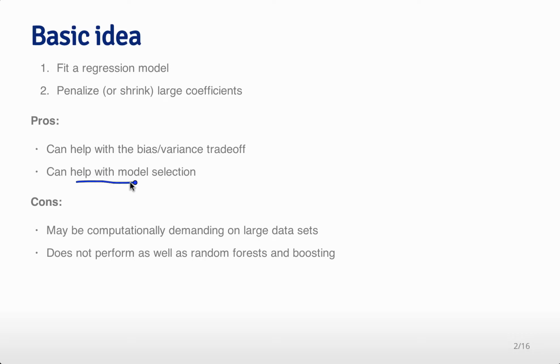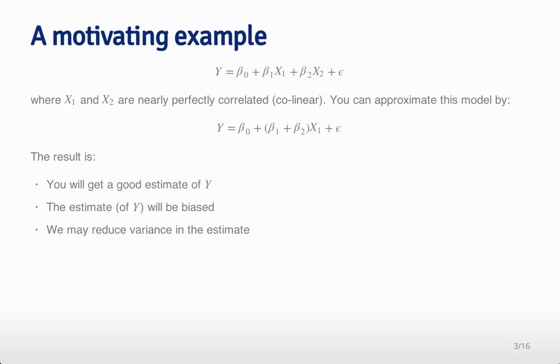It can also help with model selection in certain cases for regularization techniques like the lasso. It may be computationally demanding on large data sets, and in general, it appears that it doesn't perform quite as well as random forests or boosting when applied to prediction in the wild, for example, in Kaggle competitions.